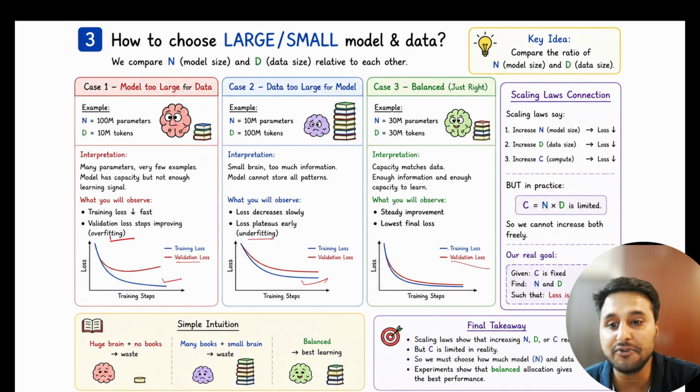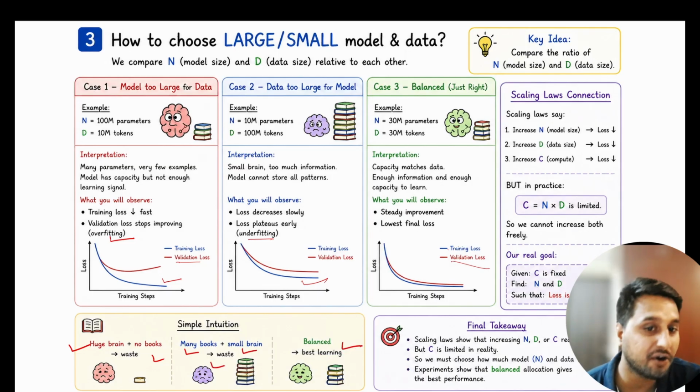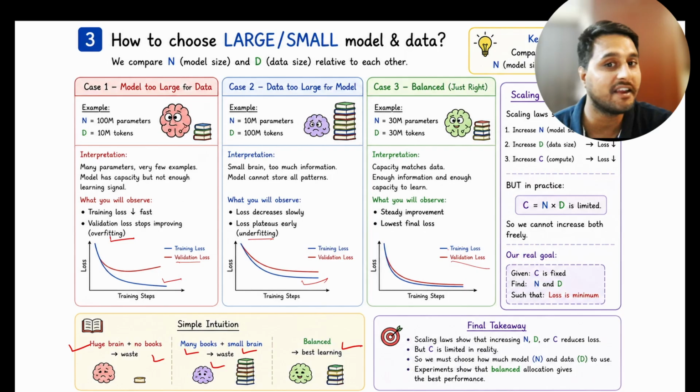So the simple intuition: a big brain with no books is a waste, many books with a small brain is a waste, and with a balanced approach we get better results. Scaling laws show that increasing N, D, or C reduces loss, but C is limited in reality. So we must choose how many model parameters as well as data tokens to use. And there are no straightforward answers. We have to run experiments, and whichever values of N and D suit us, we choose those. So the balanced approach always gives the best results.